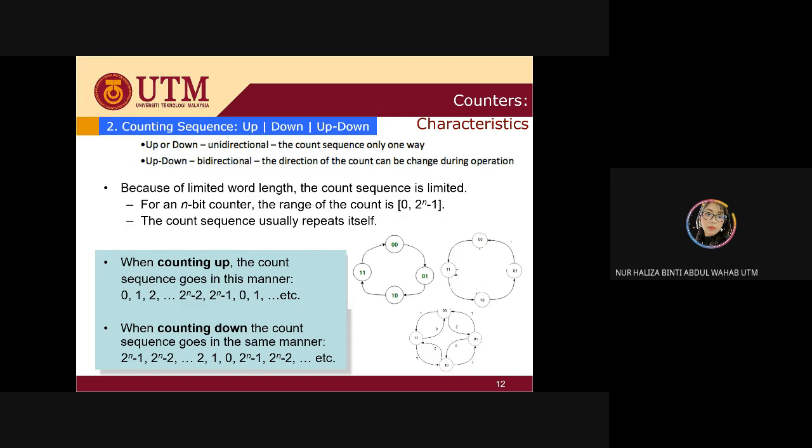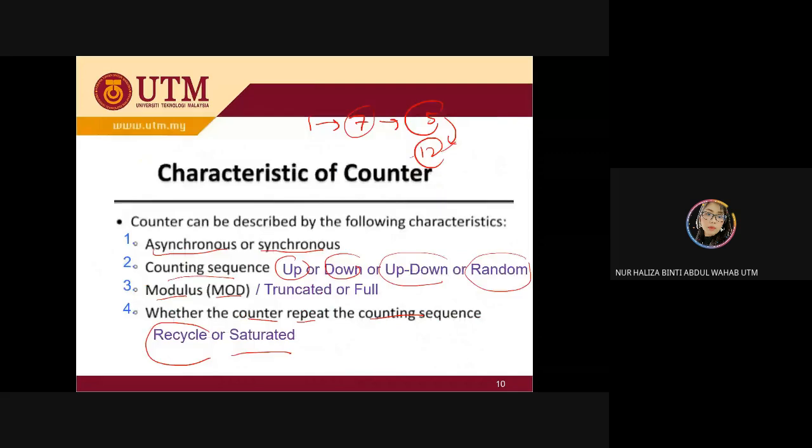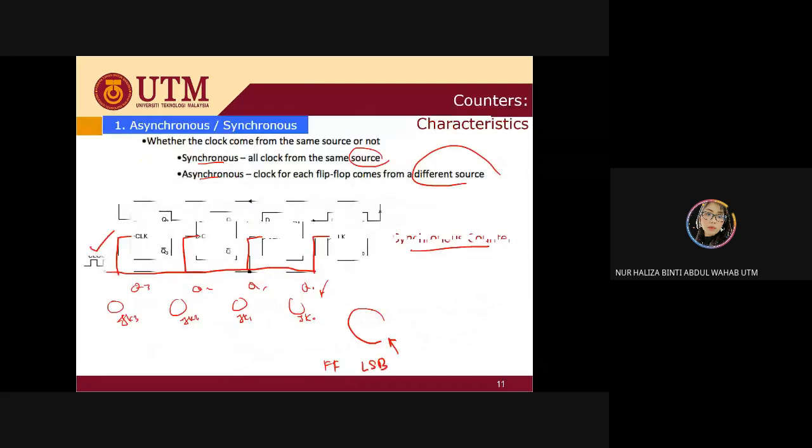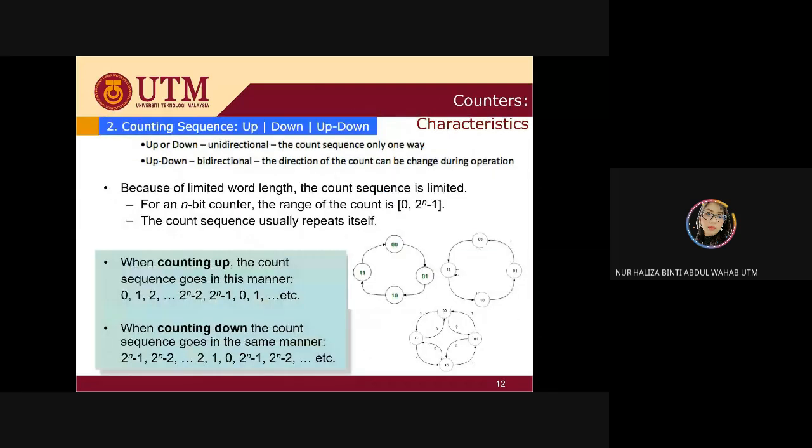Now in terms of direction, the second objective about your characteristic here. You have the counting section, whether it is up or down, or vice versa. So for this example, what happened? You can see it's going to a similar side or similar view. We call it unidirection, only one direction, one way.